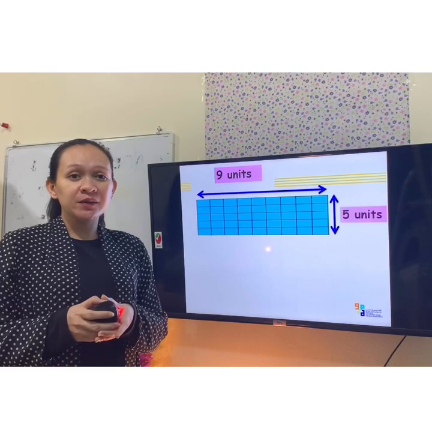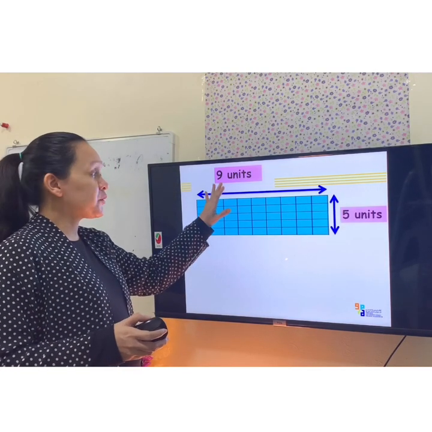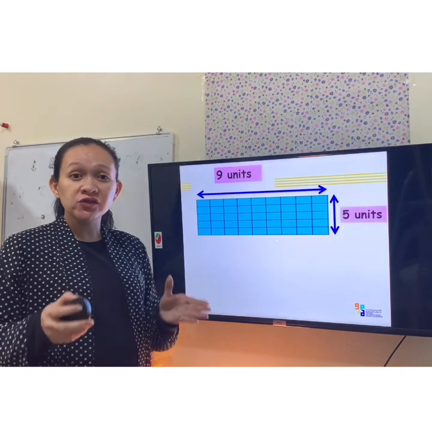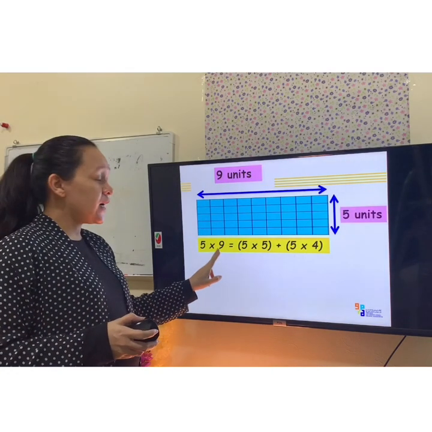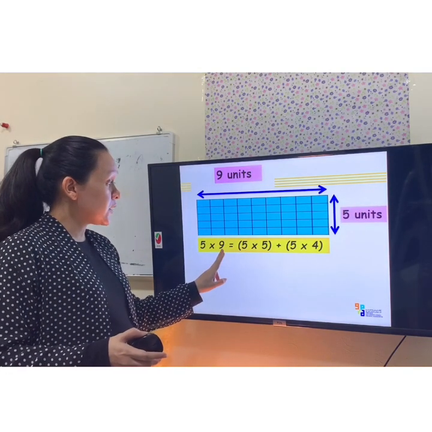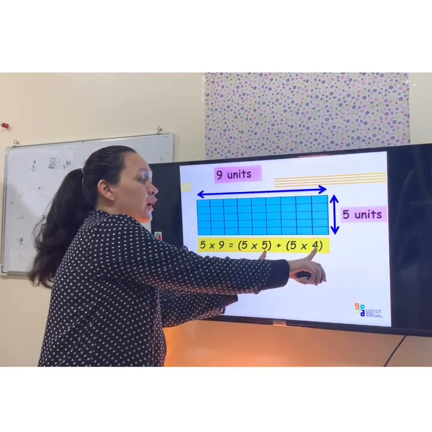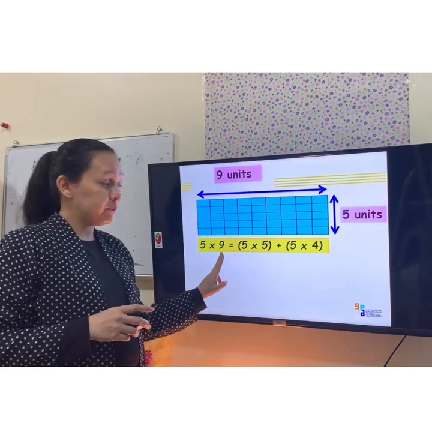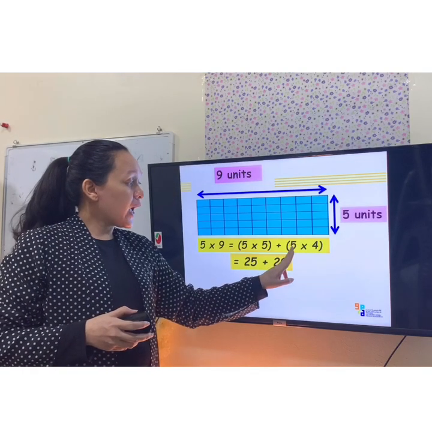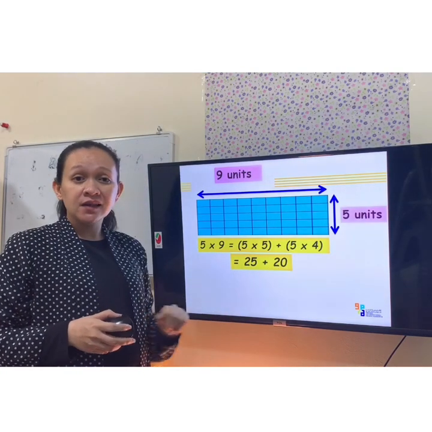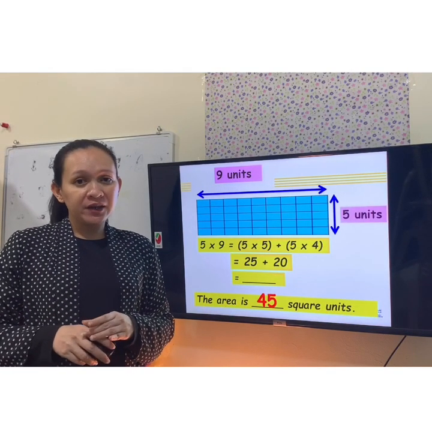Let's check if your answer is correct. Again, we are going to find the biggest number. The biggest number here is 9, so we are going to decompose 9. So 5 multiplied by 9. Here 9 is our biggest number. We are going to decompose. We are going to use 5 and 4. If you add 5 and 4, the answer is 9. So 5 multiplied by 5, the answer is 25. 5 multiplied by 4, the answer is 20. So the answer is 45 square units.